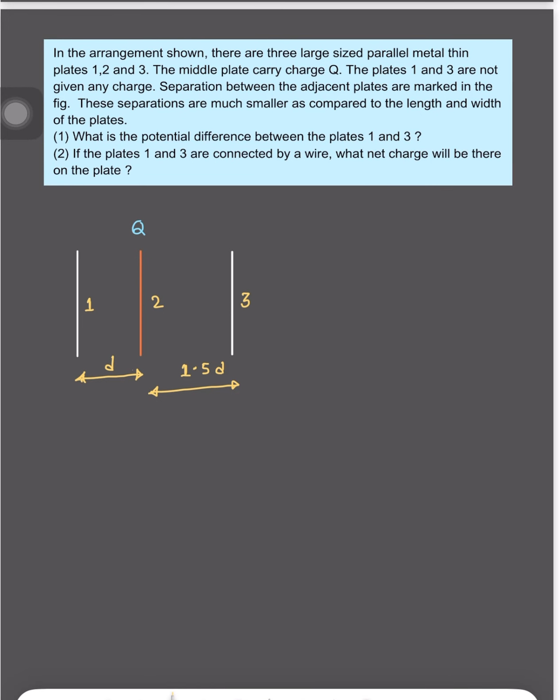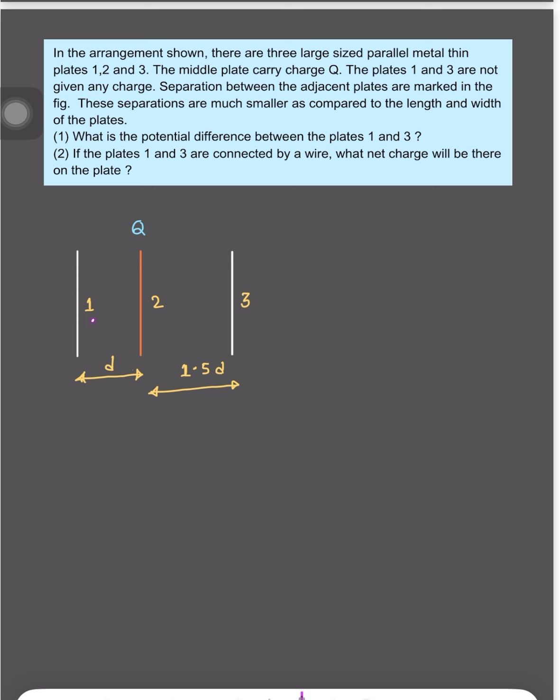Let us discuss a problem of electrostatics. It is mainly useful for JEE Advanced. इसमें दिया क्या है? There are three parallel large size metal plates, 1, 2 and 3, right?